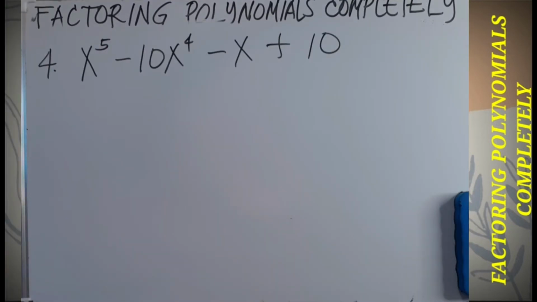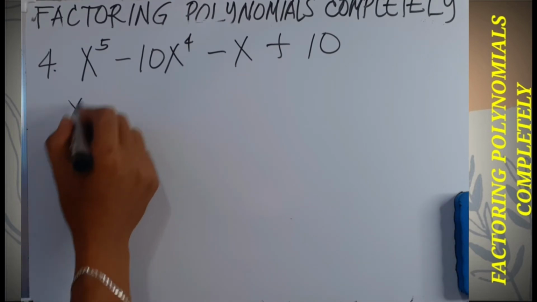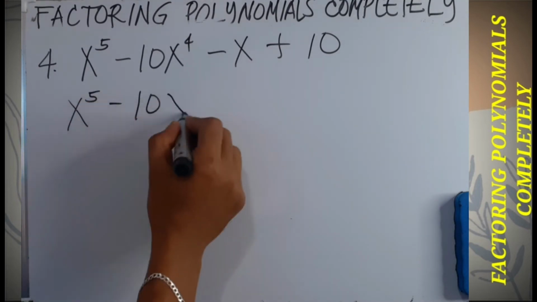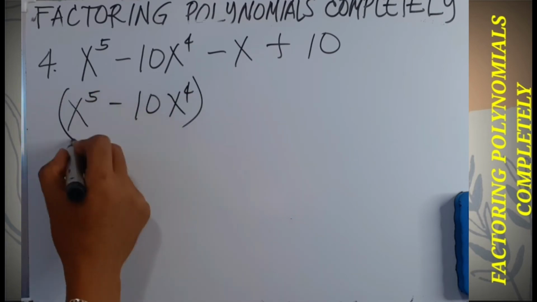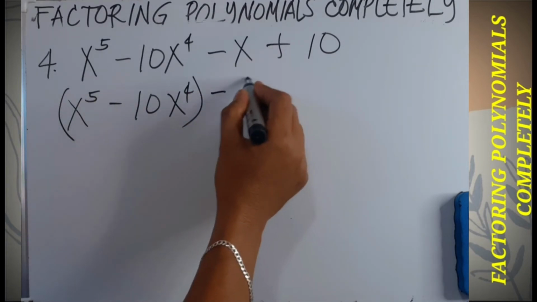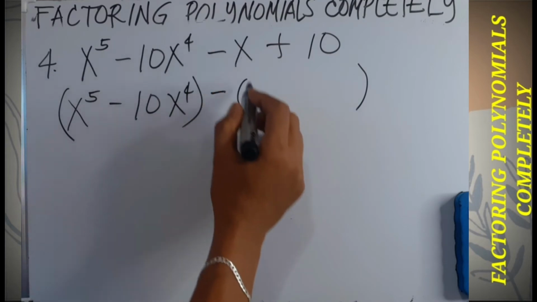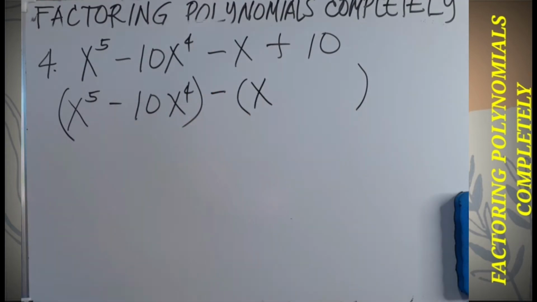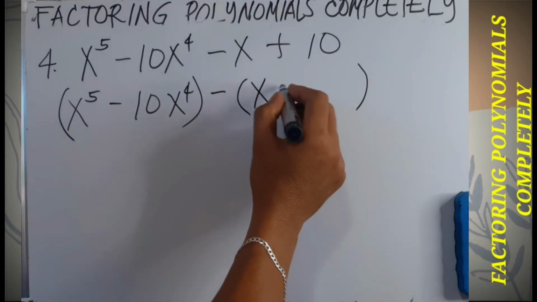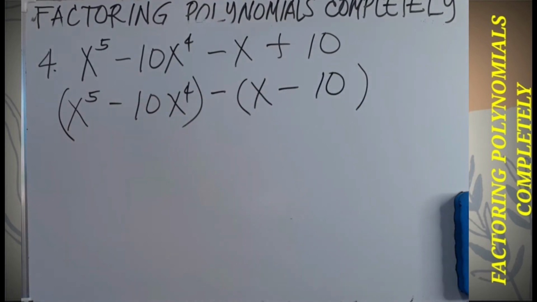Proceed to number 4 problem. Factor x to the fifth minus 10x to the fourth minus x plus 10 completely. Since the third term is minus, we will rewrite the polynomial. X to the fifth minus 10x to the fourth will represent the first group. This minus gets the opposite sign of the third term and the fourth term inside the parentheses. So minus x will become plus x, plus 10 will become minus 10.